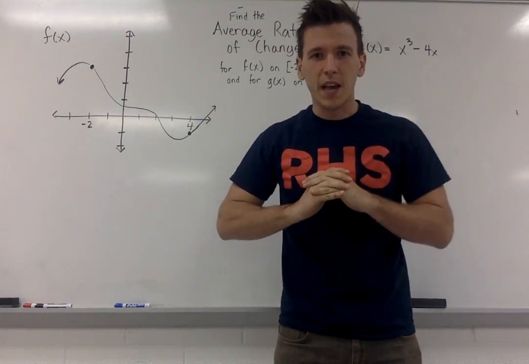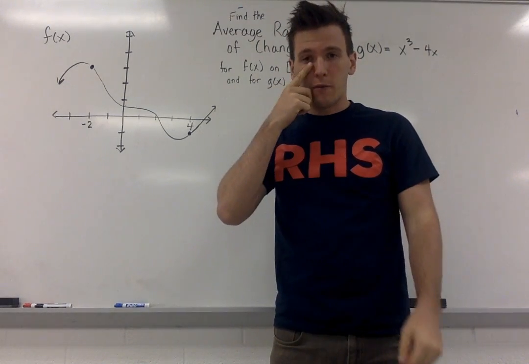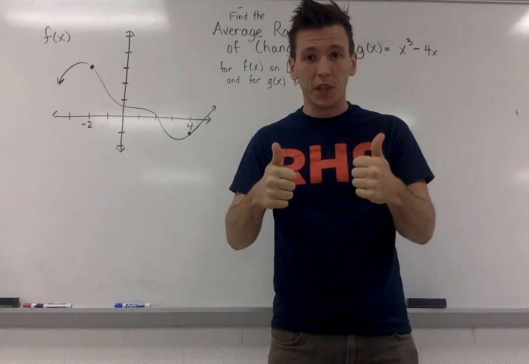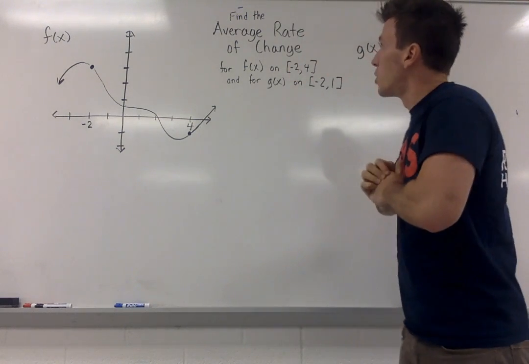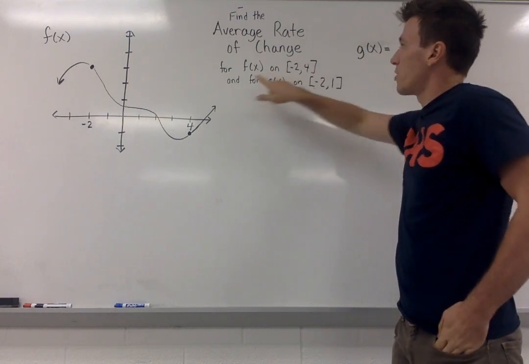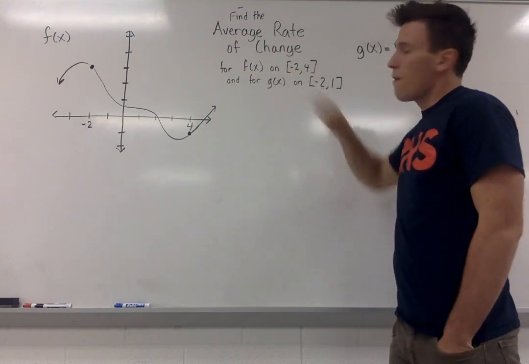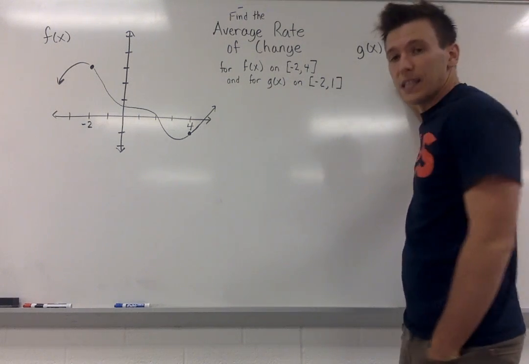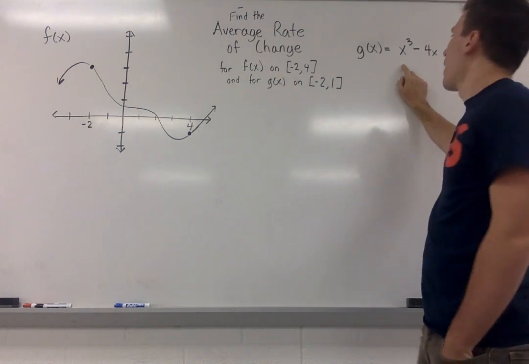Okay, so today we're going to talk about finding average rate of change, and I'm going to do this in a video so that you can watch this as many times as you need to feel really good about it. We have two assignments. One is find the average rate of change for f of x, that's that graph, from -2 to 4. And the second assignment is to find it for g of x, that's this equation, from -2 to 1.